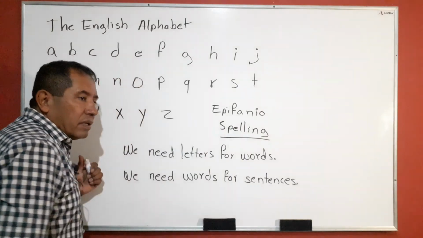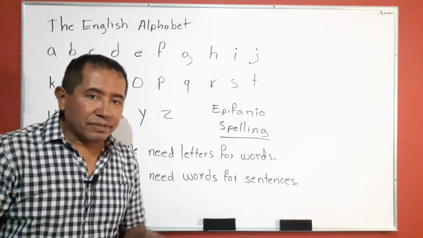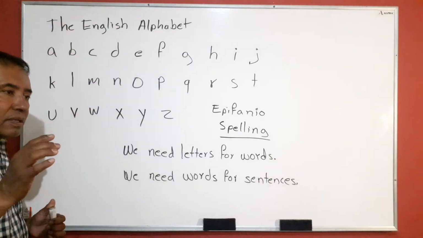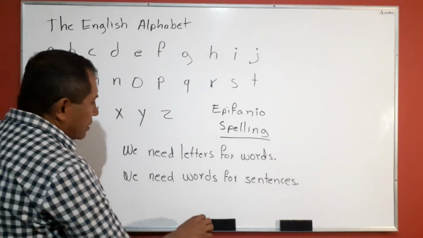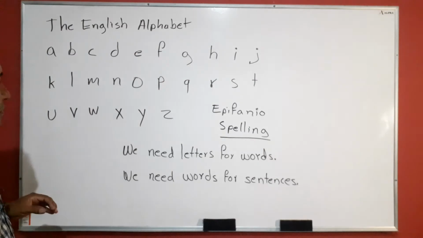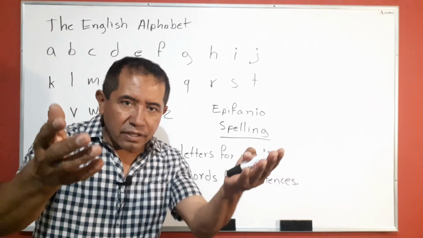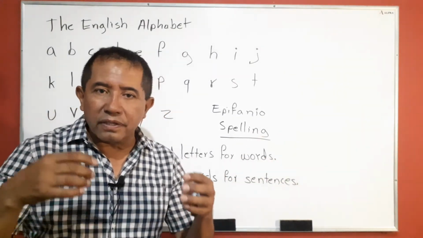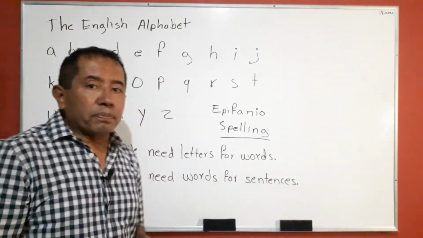And you have to spell numbers too in English. Names and numbers are common to be spelled. So today we are going to learn the English alphabet. So follow me, repeat wherever you are, in front of the phone, in front of the laptop, wherever you are watching this video, repeat after me.